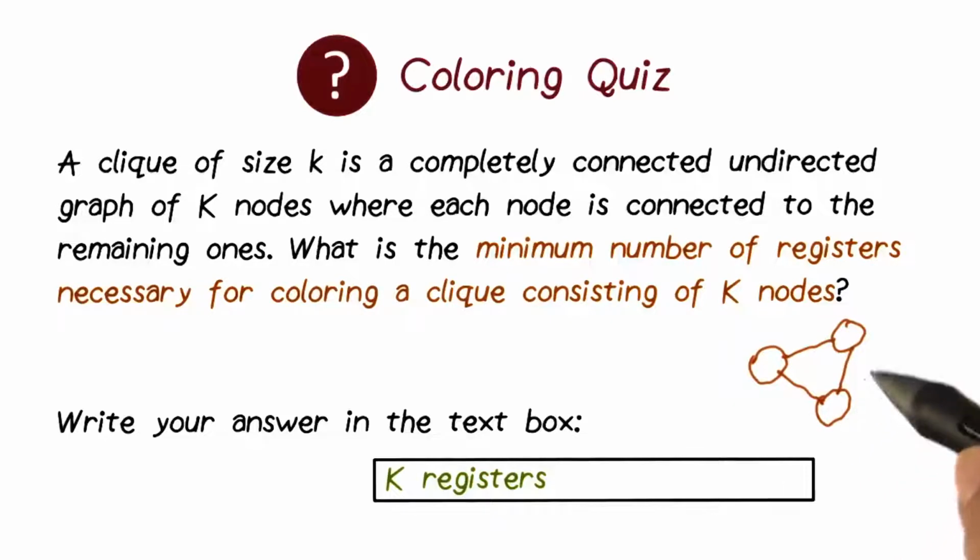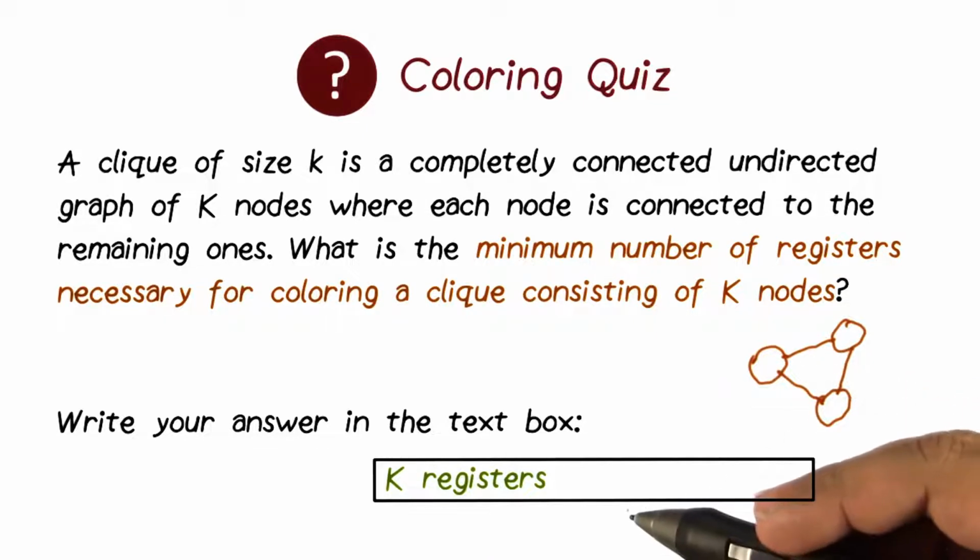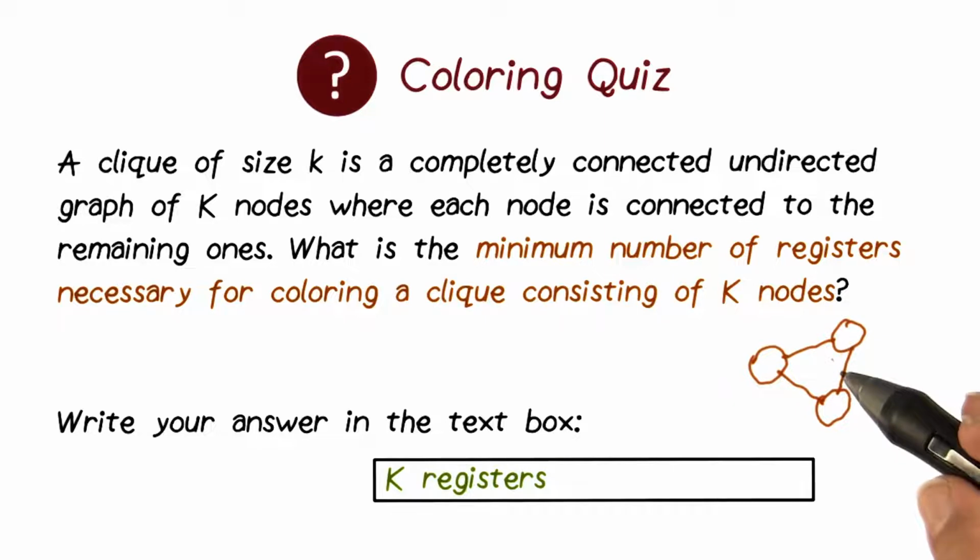As you can easily see through this example, we would have needed 3 colors here, and so the colors needed for a clique of size k is k registers or k colors. Remember, because each node is interfering with the others, each one needs a separate color, and there are k of those, therefore we need k colors.